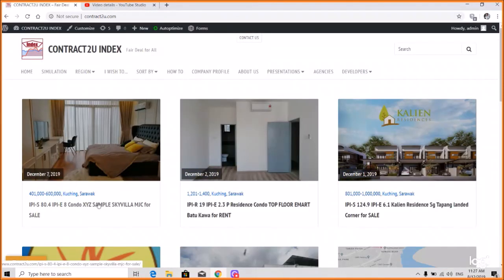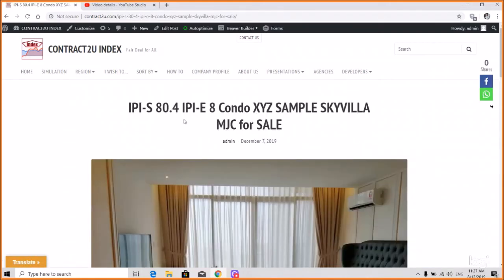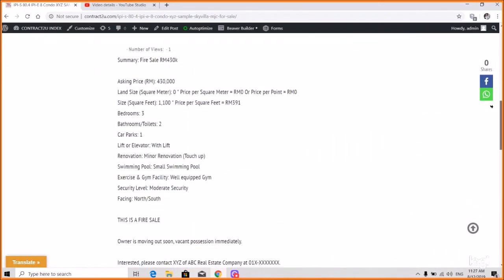So now you can see this is a particular condo at Sky Villa, and the indexes are calculated in front of the title. Asking price, land size, because it is a strata property, so it is 0 because there is no landed space. And then the square feet, this 1,100 square feet, price per square feet is calculated. Number of bedrooms, number of toilets and bathrooms, car park number, and the facilities.